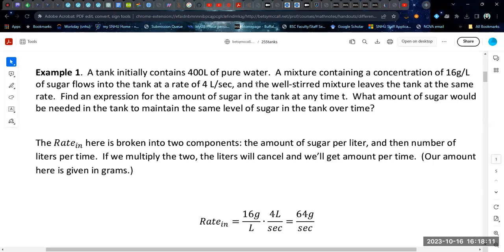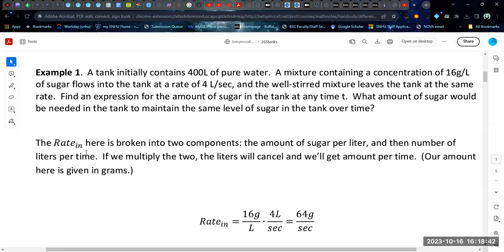The mixture presumably is well stirred, an assumption that means we don't have to worry about things being more concentrated on one end of the tank than the other. And then that well-stirred mixture leaves the tank at the same rate, so that's 4 liters per second. Find an expression for the amount of sugar in the tank at any time t, and then what amount of sugar would be needed in the tank to maintain the same level of sugar. So when does it reach an equilibrium?